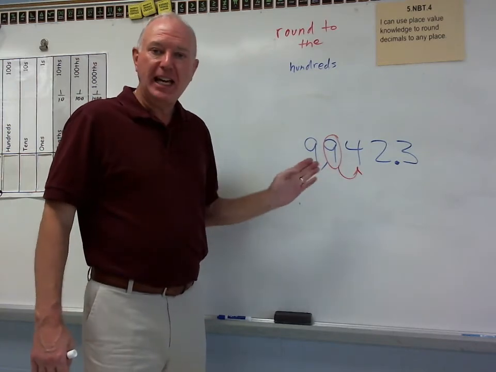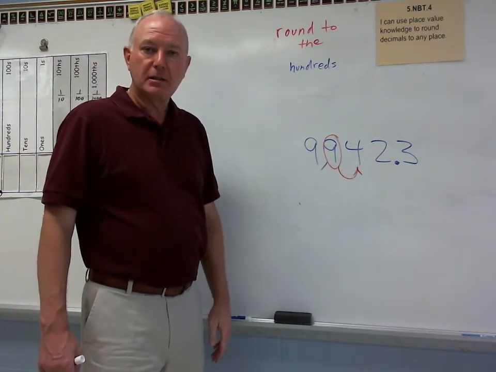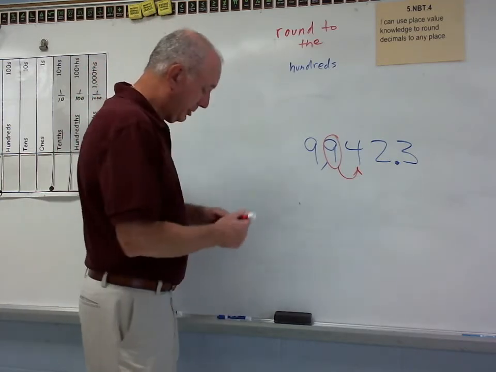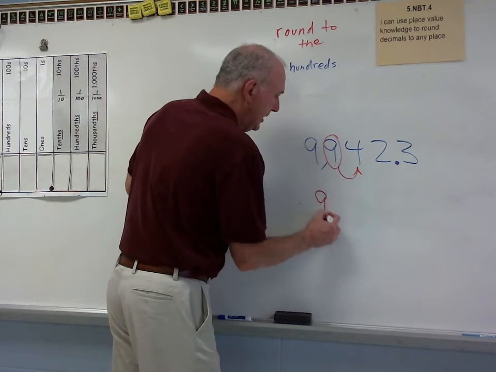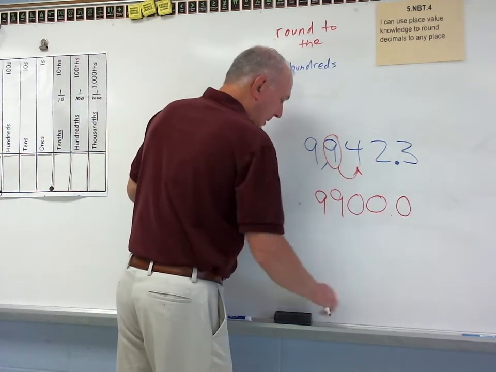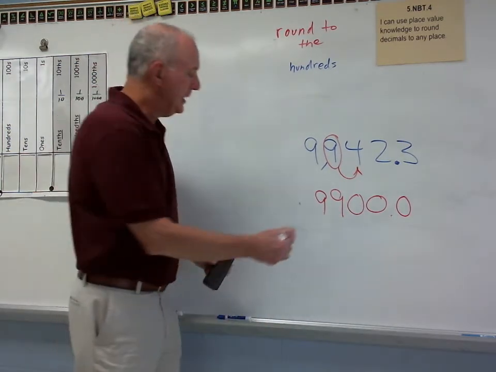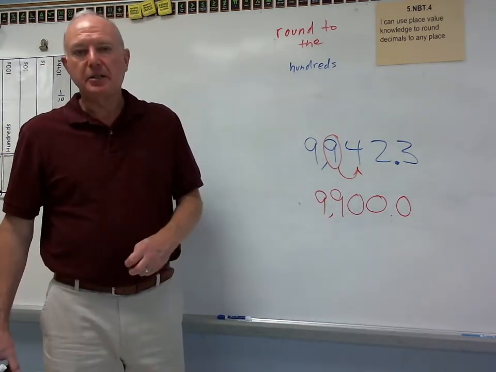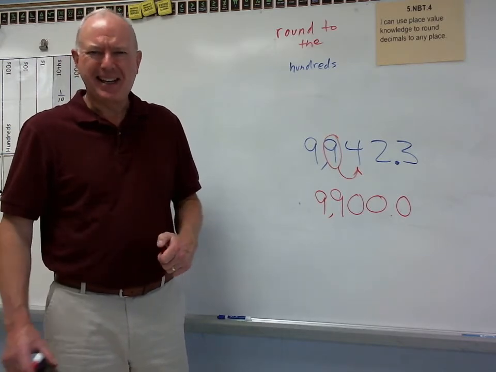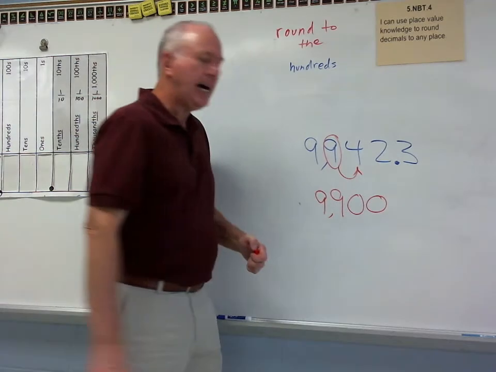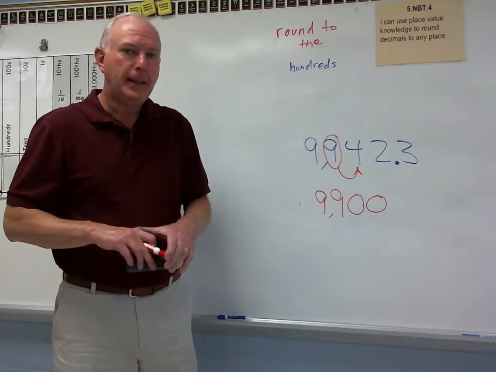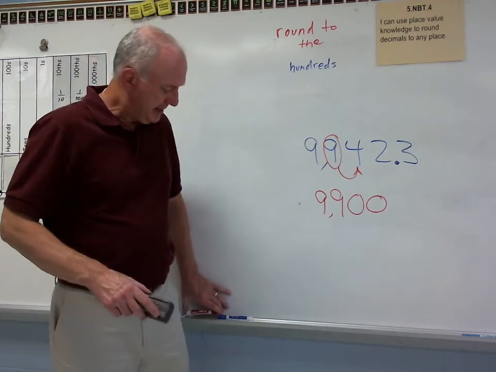But the boss and everything behind the boss becomes zeros. So you'll write it like this. 9, 9, 0, 0, decimal, 0. And when we read that number, 9,900 and 0 tenths. Still, not a good way to say that. How about 9,900? Yeah, that's better.